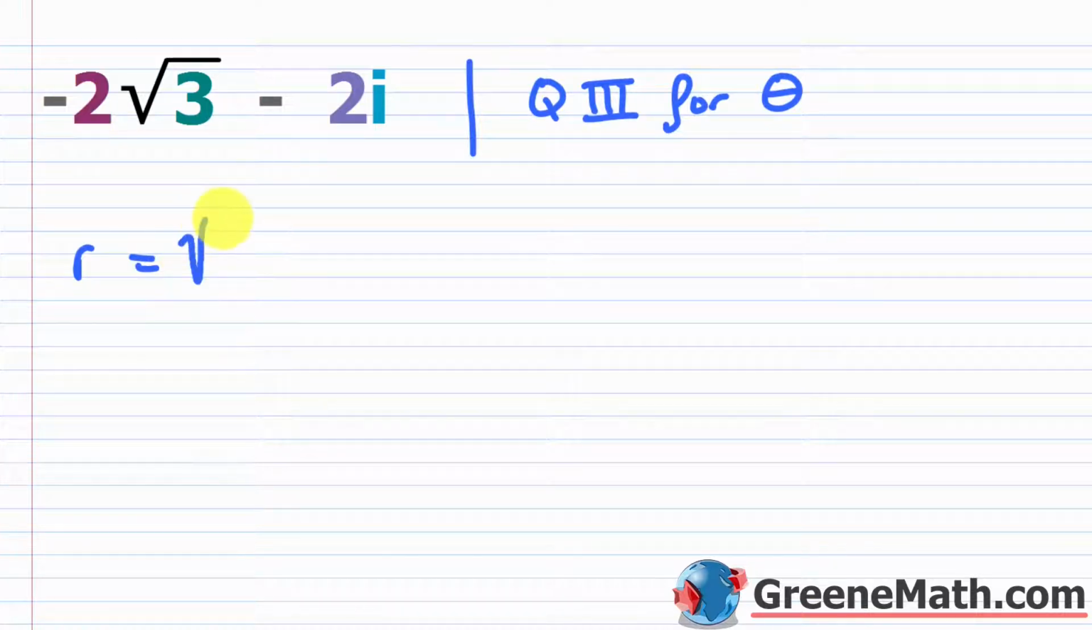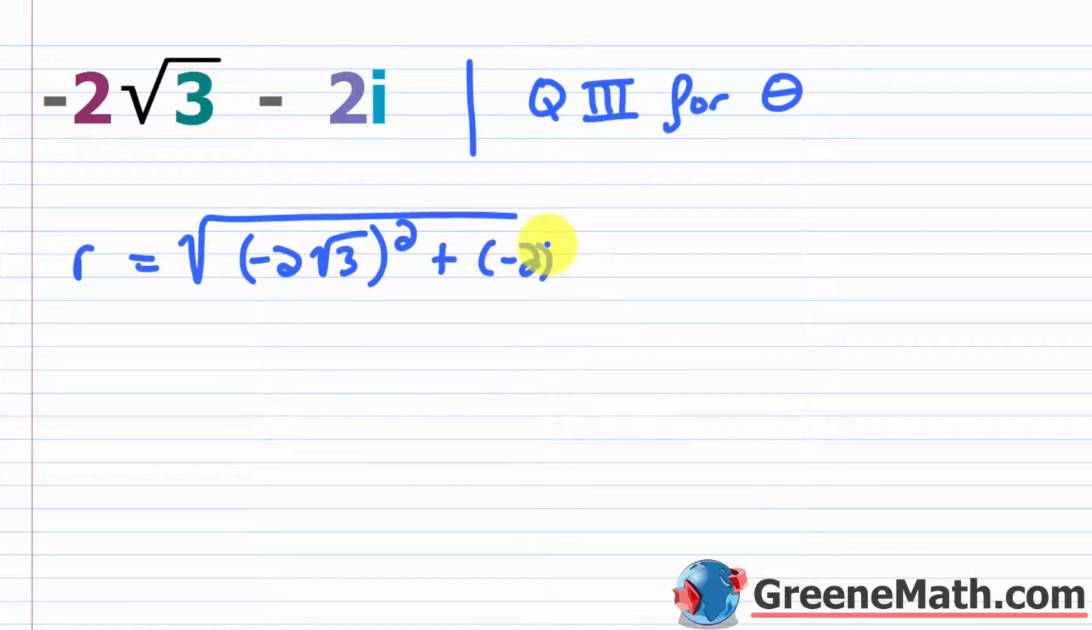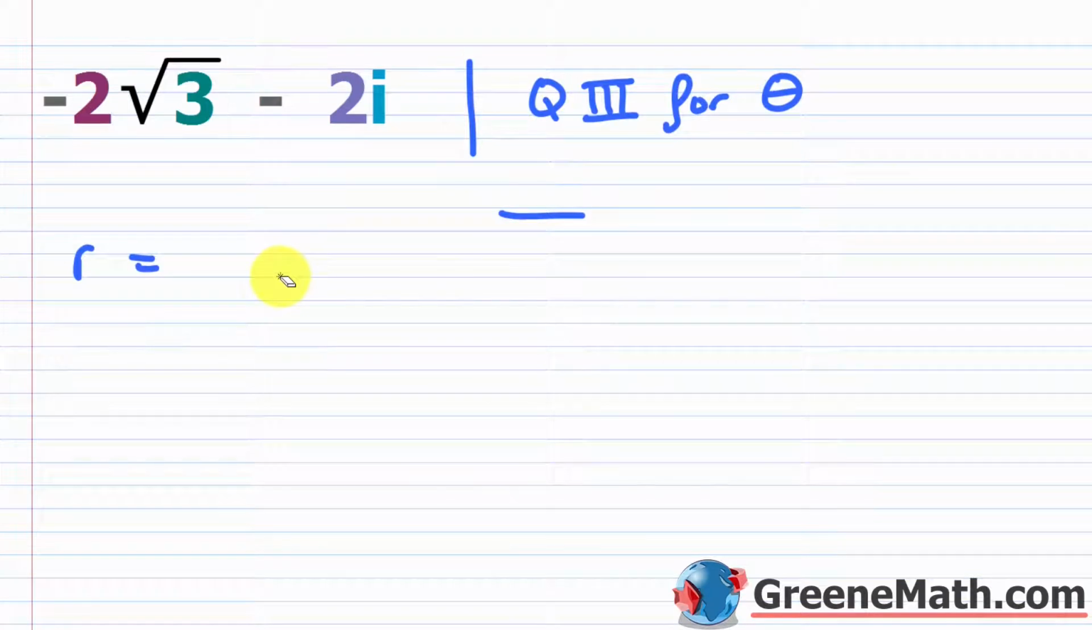So I'm going to take the square root of negative 2 times the square root of 3, squared, plus my negative 2, squared. Negative 2 squared is 4, square root of 3 squared is 3, so 4 times 3 would be 12. We already know this is going to end up being 4, because 12 plus 4 is 16, and the square root of 16 is 4. So r is 4.